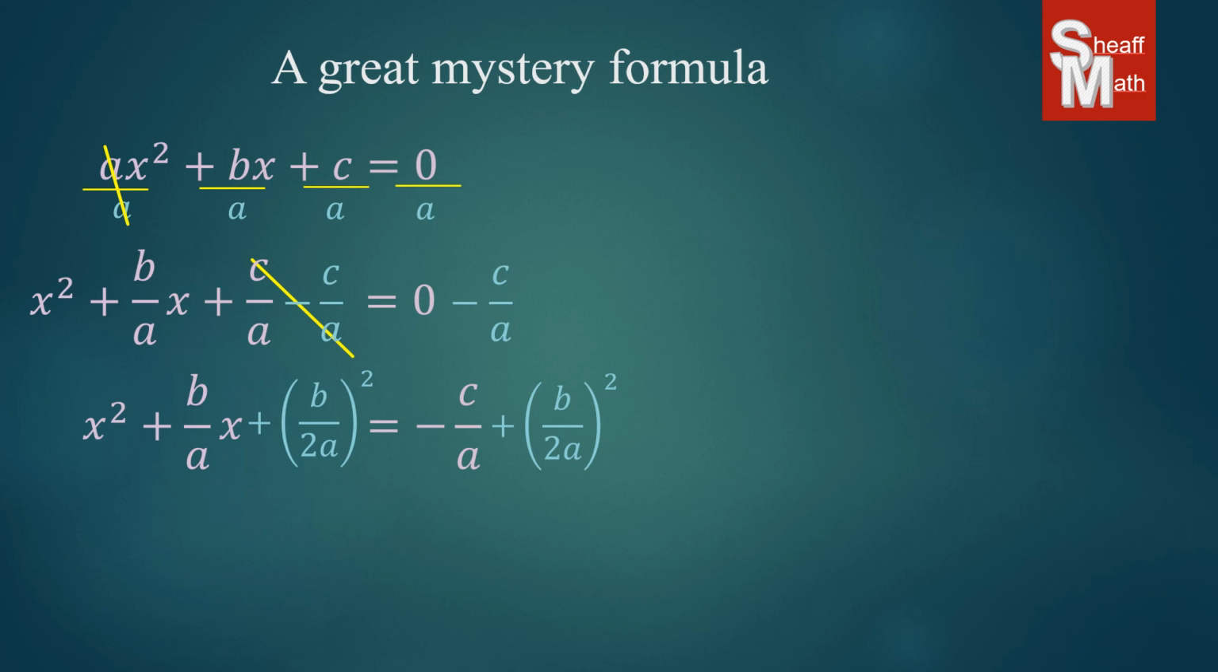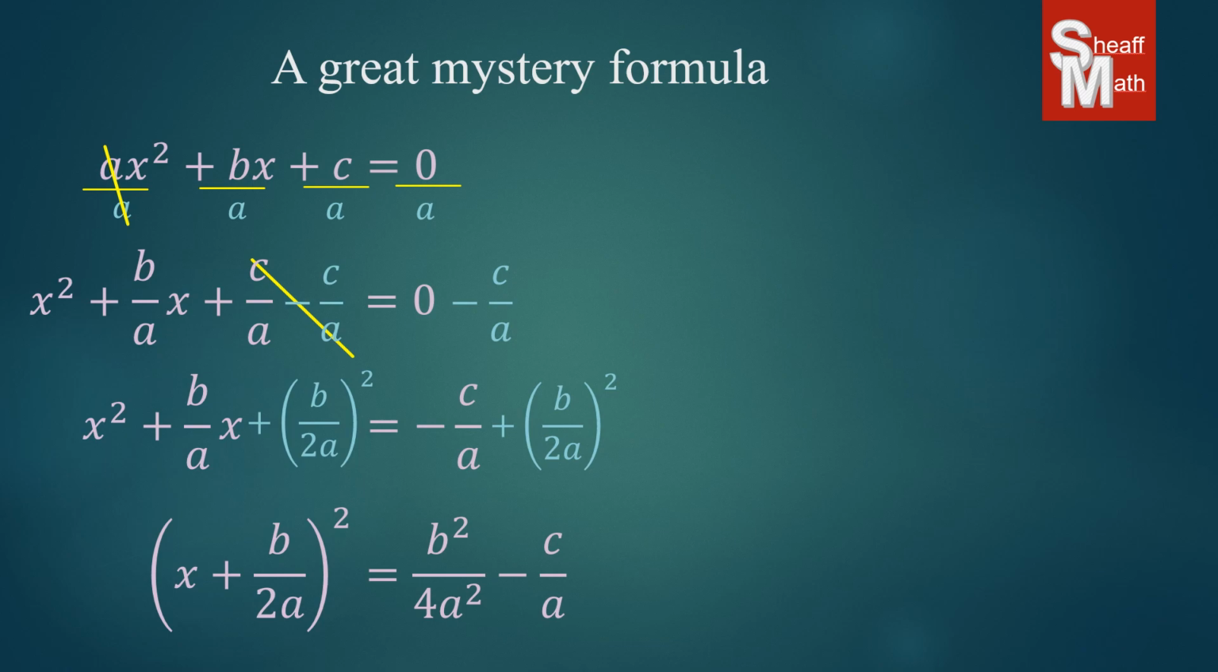So on the left side here, we have created this square with all these letters in here. And what we've done is create x plus b over 2a quantity squared. This is now a perfect square. And what I did here is simplify the b over 2a squared to b squared over 4a squared. And I switched them around just to clean things up a little bit.